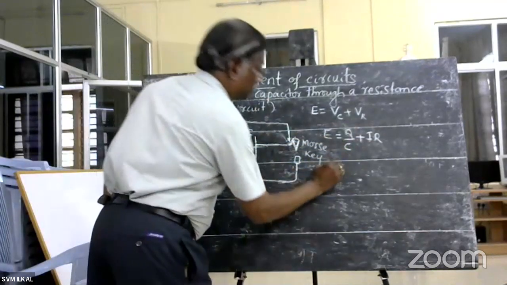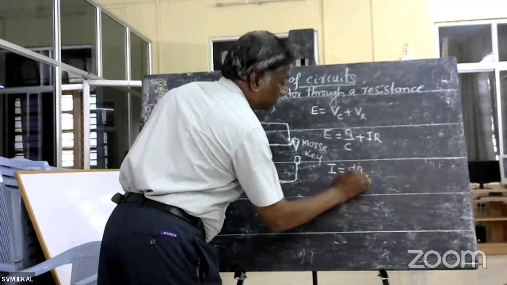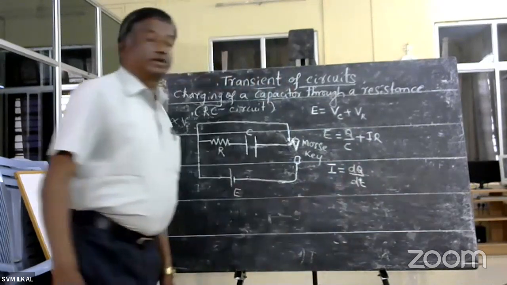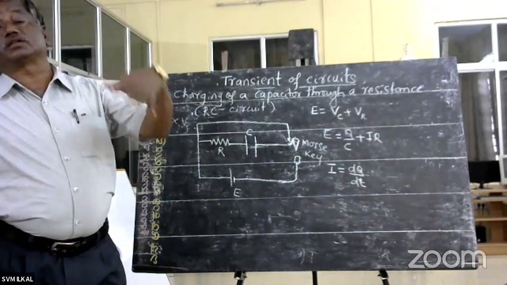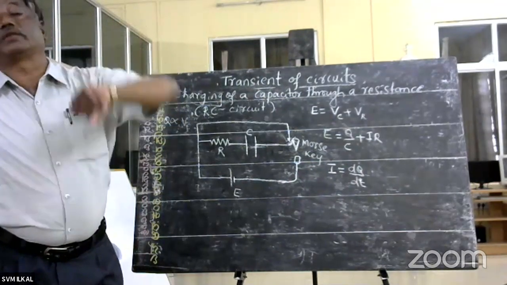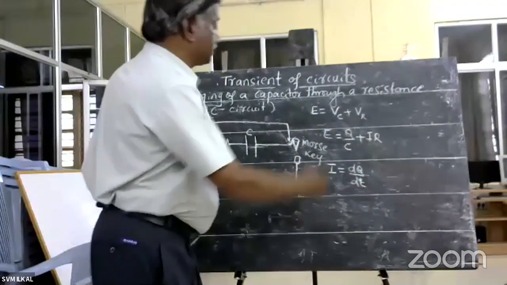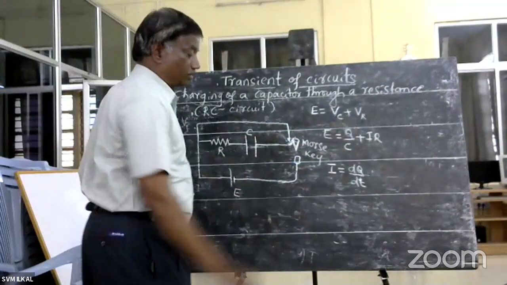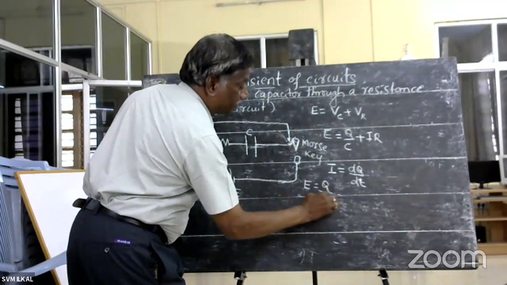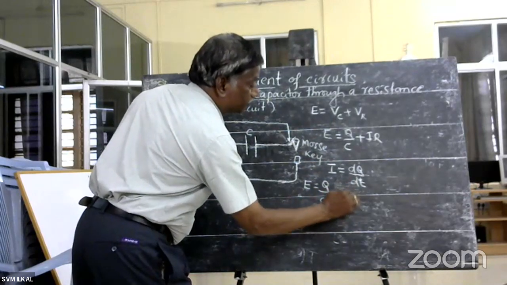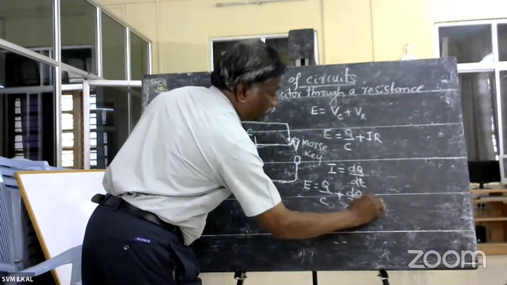What is current? As per the definition of current, I equal to what? dQ by dt. How do you define current? That is the rate of flow of charge. What quantity of charge flows in an interval of time? That is I equal to dQ by dt. As we substitute I equal to dQ by dt in the above equation, that is E equal to Q by C plus I itself is considered as dQ by dt into R.